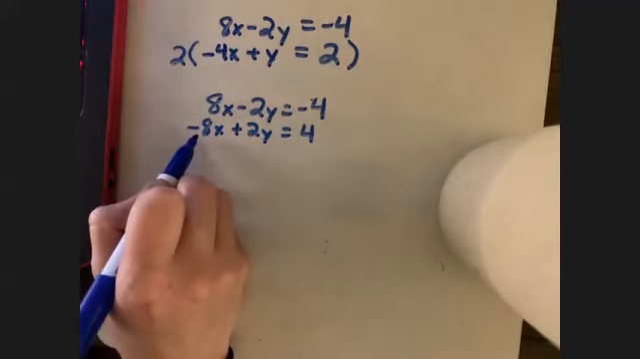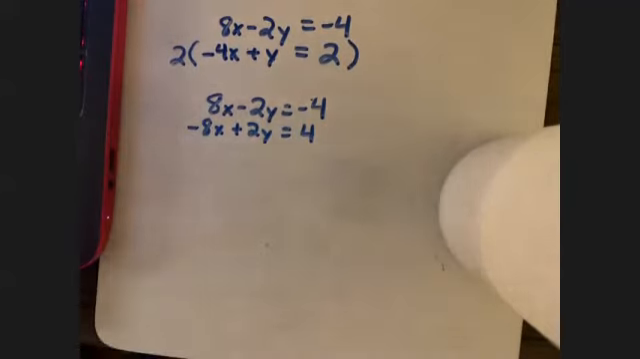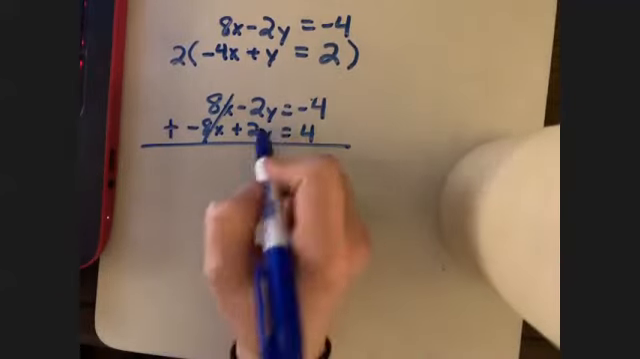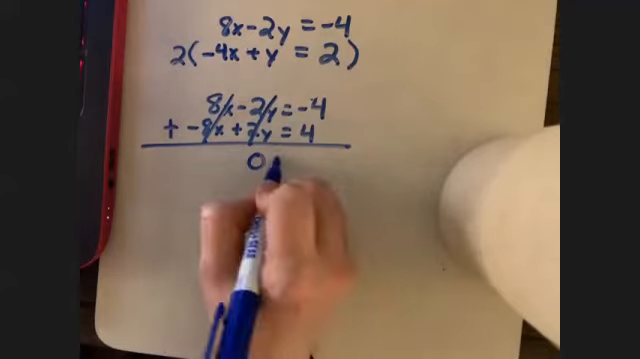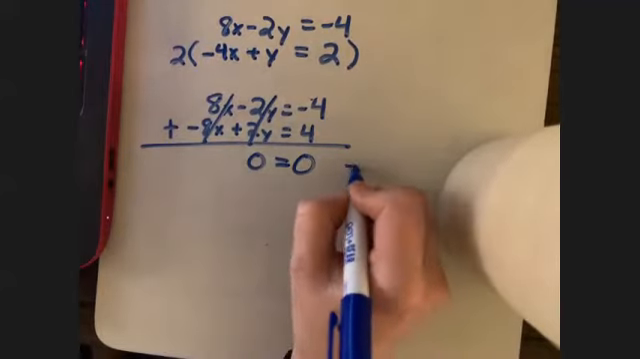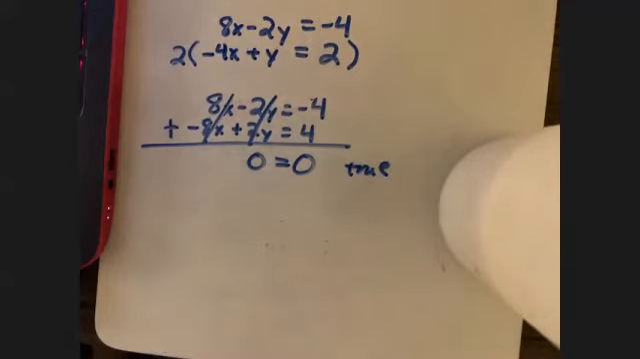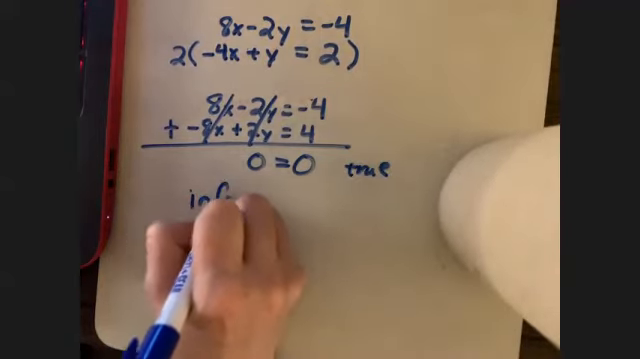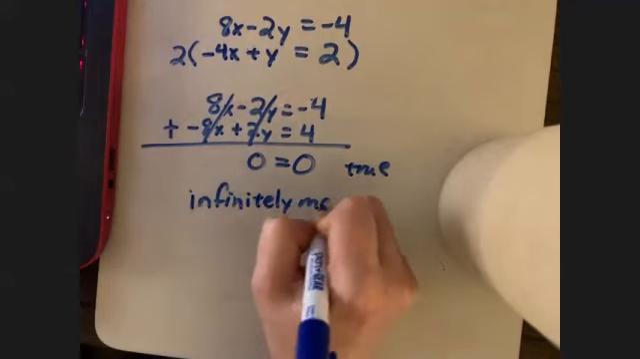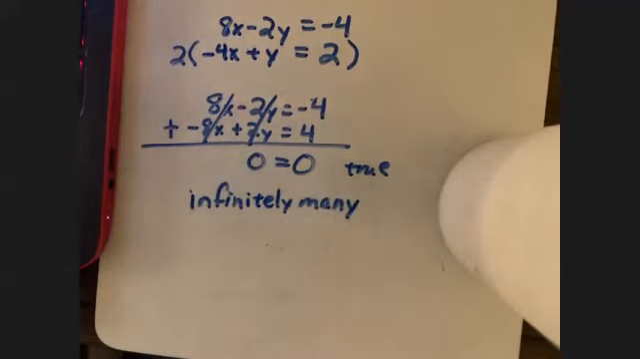Multiplying on that second line, I got negative x plus 2y and then 4. So we're going to add. So these go away. The y's go away, so I have nothing on this side, and I get 0 on that side. So 0 does equal 0, so this is a true statement, which means this is infinitely many. Okay, so that is infinitely many.